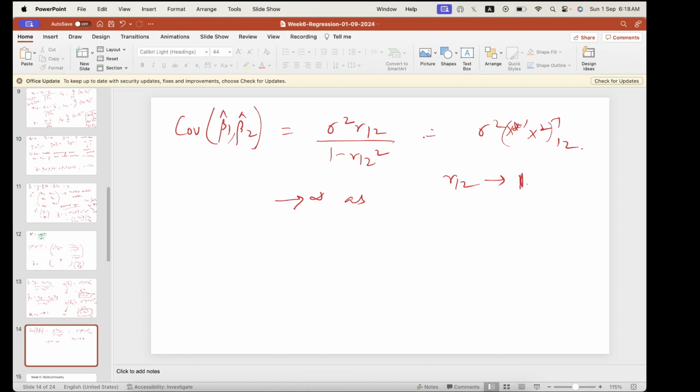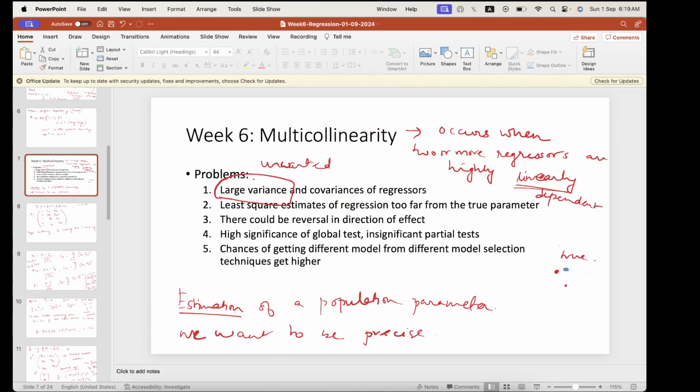Okay, so this denominator will go close to 0 and this will shoot up to infinity. Sorry, there should be a minus sign over here. So then the covariance can go to plus or minus infinity depending on whether r12 is positive or negative. But in either case, if they are strongly linearly related, these covariances will also shoot up. This was one of the problems that we were talking about.